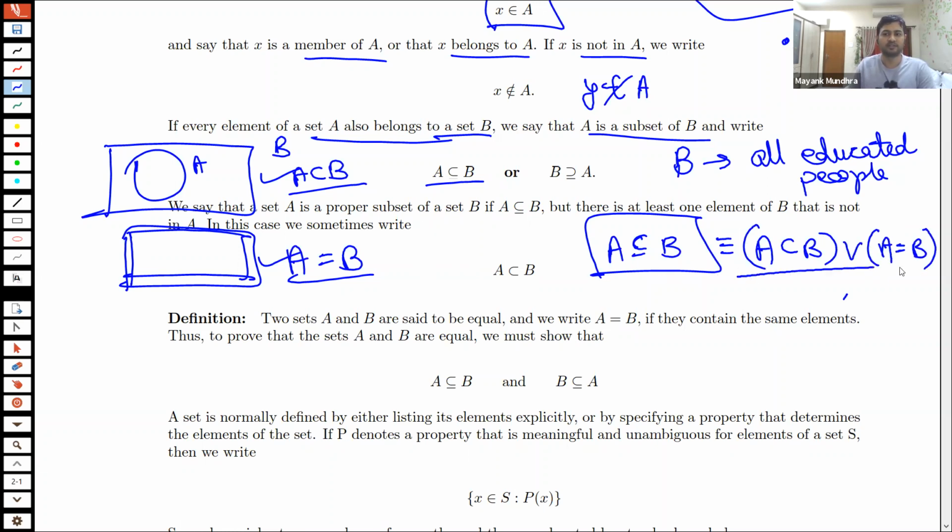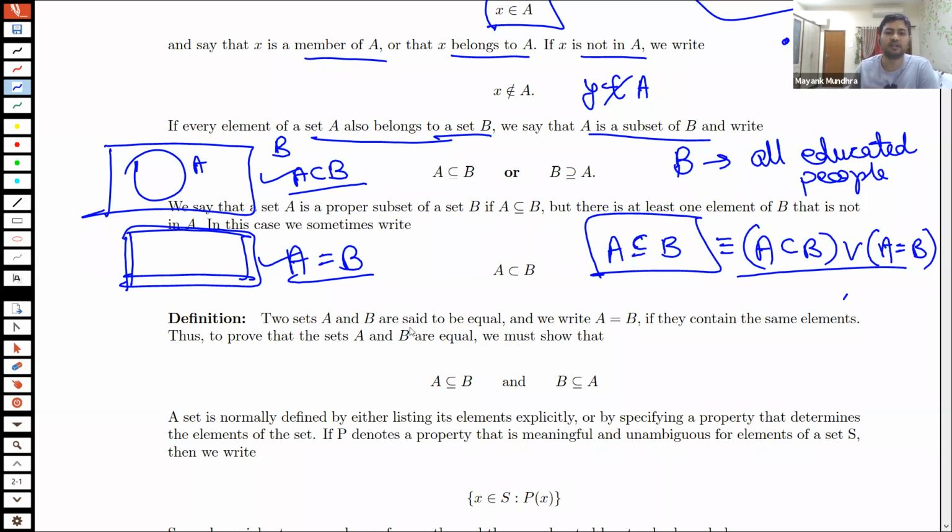Okay, so these are two logically equivalent statements. The reverse is B is superset. So we say this as A is subset of B, and this is B is superset of A. Okay, subset, superset. Like we say subscript, superscript, by similar logic.